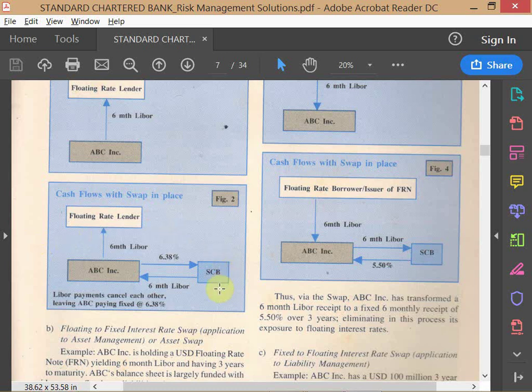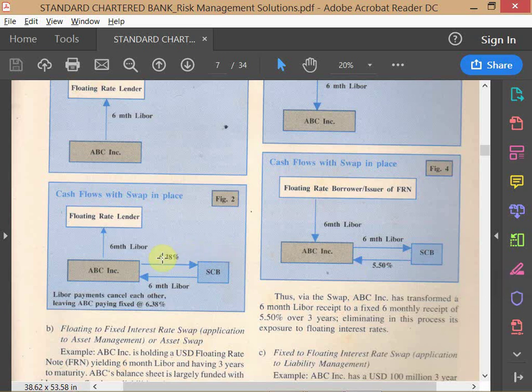Now the question is, can there be any other reason for paying the higher rate? No, the only other reason is the credit risk. The only reason is the credit risk. So that reflects the pricing of their credit risk for 10 years. Now look at this 6.38, which is called the interest rate swap rate.